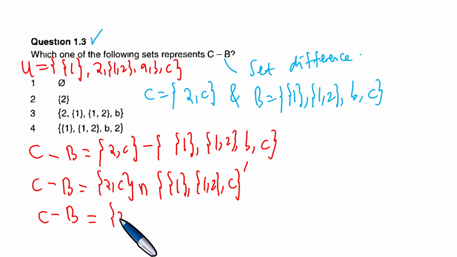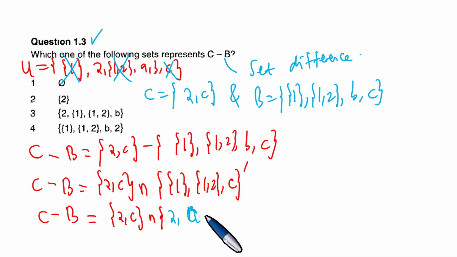We're therefore going to have 2C intersection. The complement of this would be, we remove from this the singleton containing 1, 1, 2, and we also remove C. So in other words, we come to this set, we cross 1 out, we cross 1, 2 out, we cross C out, and we're left with the elements 2, A and B. We list them. 2, A, right?